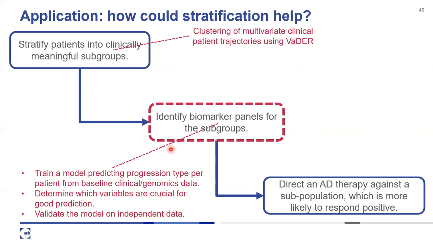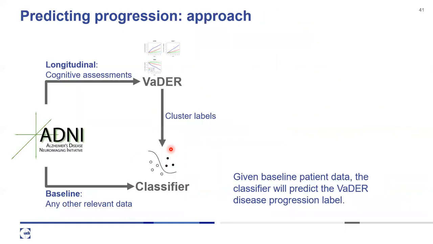I will be showing you some results, although these are not complete yet. Here's a slide outlining the general approach. We've got the ADNI data here, and the longitudinal cognitive assessment data here from ADNI, and all other relevant baseline data here, also from ADNI. Now, we use the longitudinal cognitive assessment data for determining cluster labels for each patient using VADER. And then we use these cluster labels as class labels for training the classifier based on the baseline data. So, given baseline patient data, the classifier will predict the VADER disease progression label.